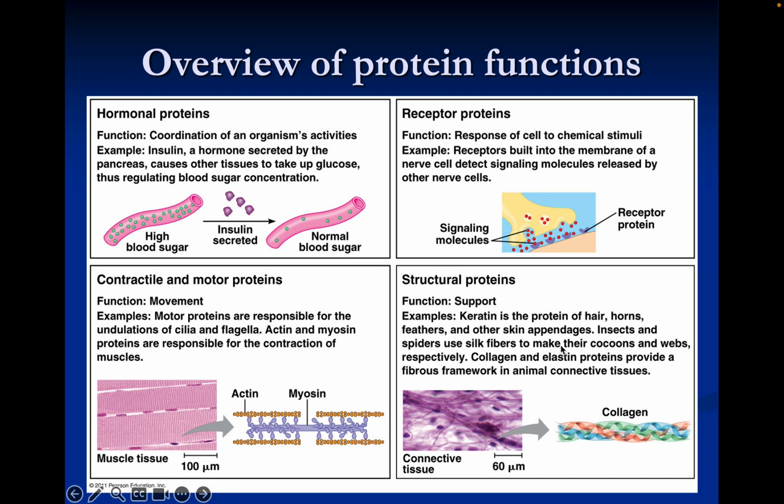And finally, structural proteins. These provide support. Keratin is the protein in hair, horns, feathers, and other skin appendages. Insects and spiders use silk fibers to make cocoons and webs, respectively. And collagen and elastin proteins provide a fibrous framework for animal connective tissues.